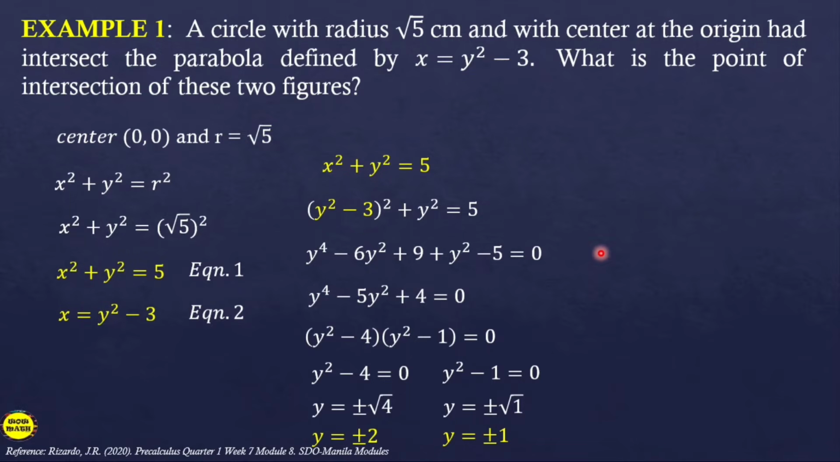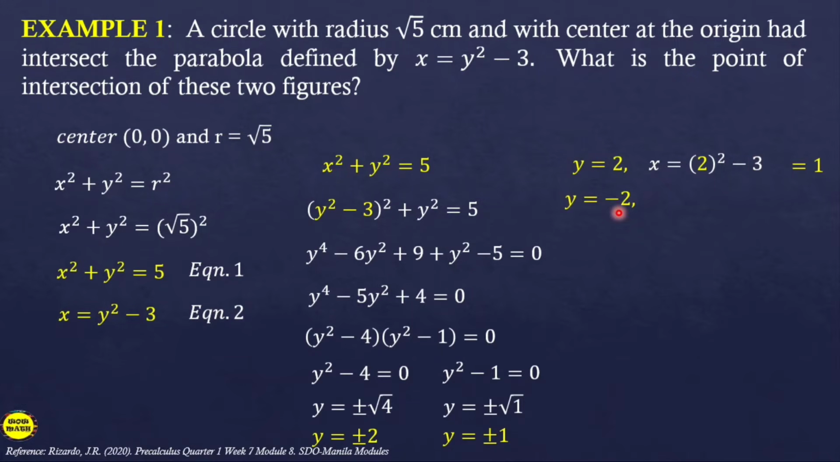So ano kayong magiging value ng x kapag yung y natin is positive 2? So gamit yung equation natin, equation number 2, isa-substitute lang natin. So x is equal to 2 squared minus 3. So 2 squared is 4, minus 3, the answer is 1.